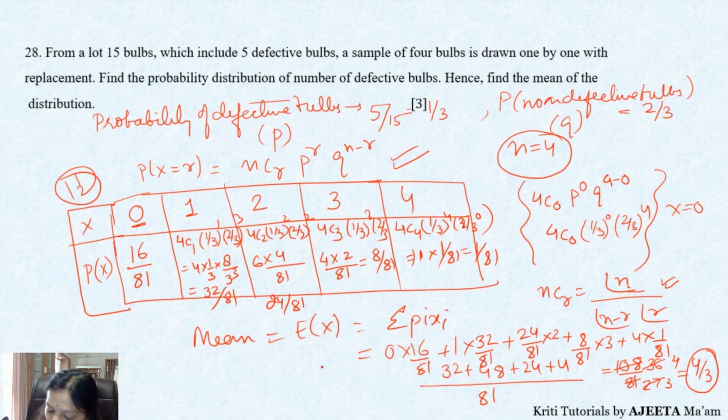So this is 1 mark, 1.5 again you get for the entire thing. Half mark for the formula of mean, 1 mark for the calculation.